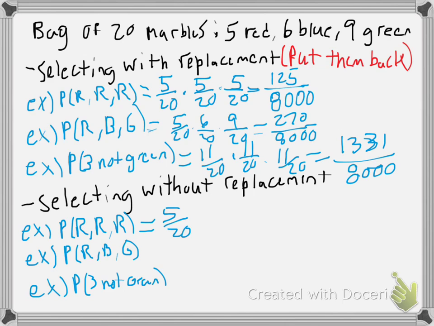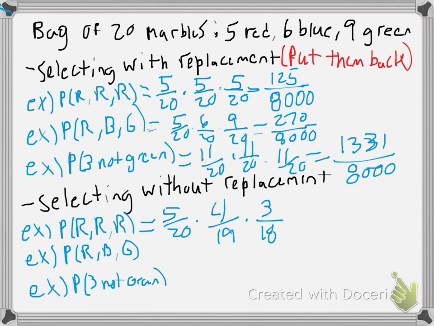But now I'm asking for 3 reds in a row, but I kept the first one. So if I kept that first one, how many red marbles do I have left? I have 4. And how many marbles are left total? 19. Let's say I kept that second red marble. How many red marbles are left? 3.